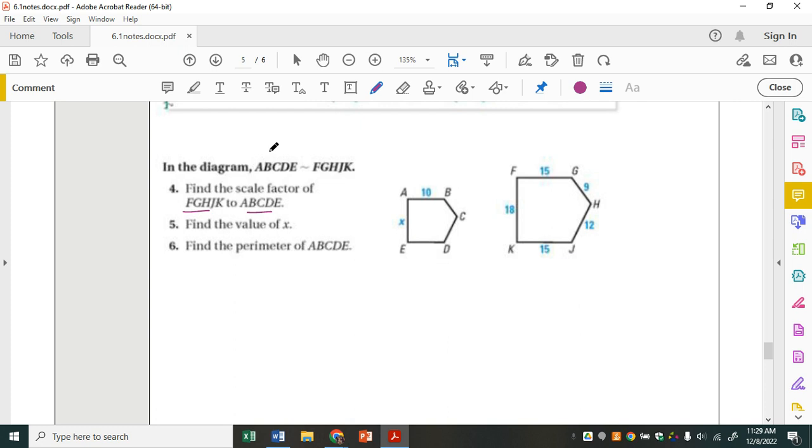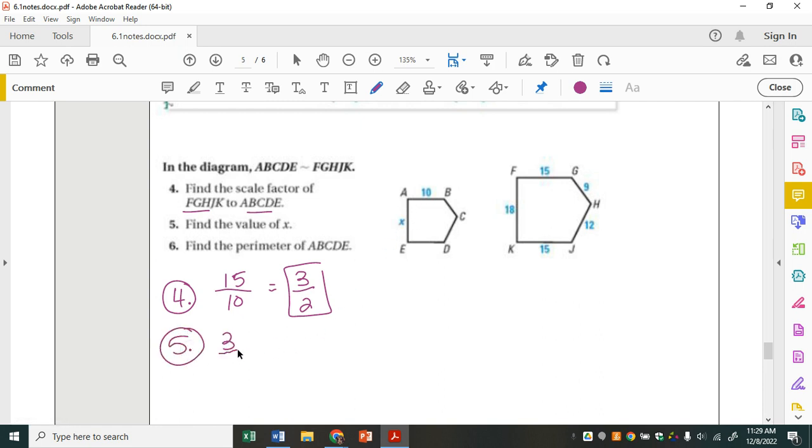for it in the traditional sense where I would say this goes on the top and this goes on the bottom. I'm asking for this figure to go on the top and this figure to go on the bottom, which is a little bit opposite of what we have been doing. So number 4, the only side length I have on this small figure is 10. So AB corresponds to FG. So I'm going to put FG on the top, AB on the bottom, and I'm going to reduce to get that my scale factor is 3 over 2.